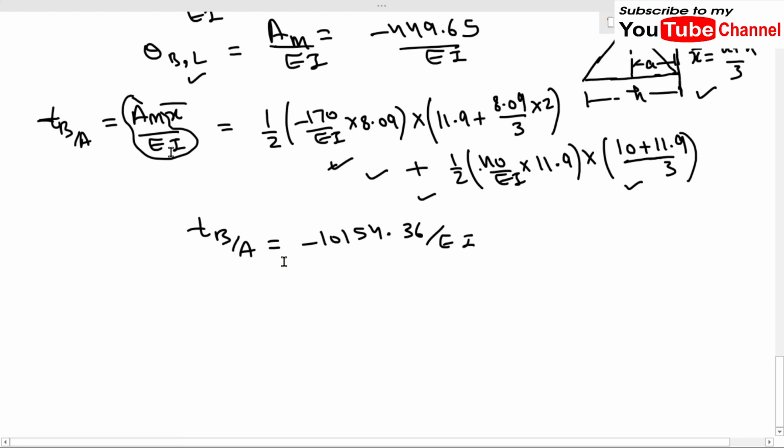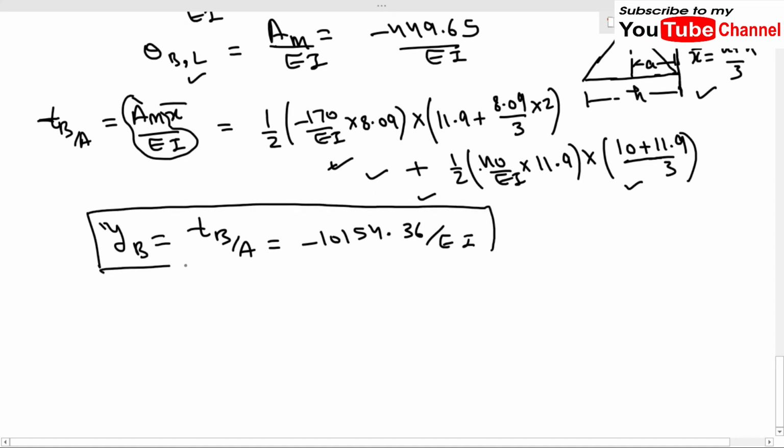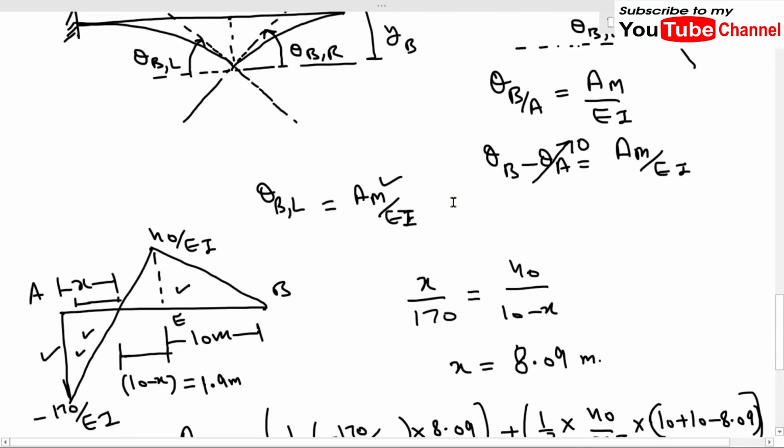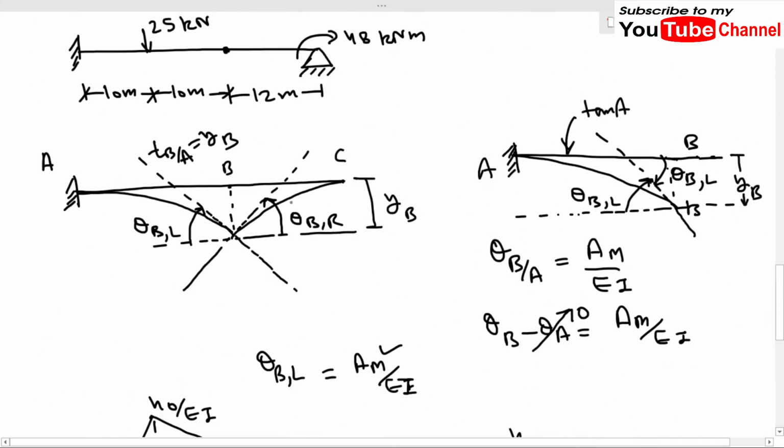So this value will also be equal to YB. Okay, now we have found out the deflection at B in a very simple manner. So the only parameter which I have left now is theta B, right? So what will be the value of theta B right?